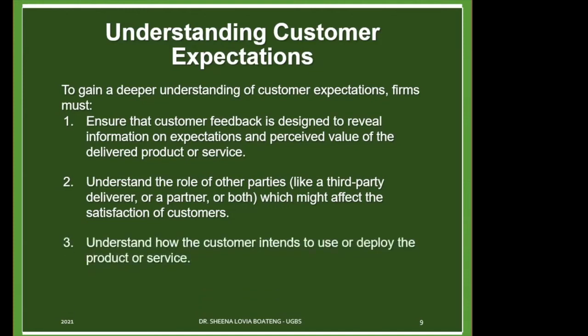Also, we need to understand how the customers intend to use or deploy the product or service. Because bear in mind that customers have different needs, like we established in the beginning. So that means you may have one product that can meet different needs depending on how you develop and design your product. So for example, I know some people who do not eat ketchup because there's sugar in it. But other people, apart from the fact that they don't eat it, still buy ketchup because they use it to clean jewelry.